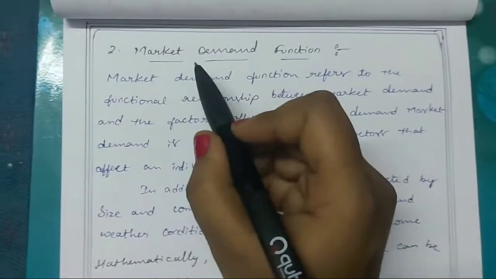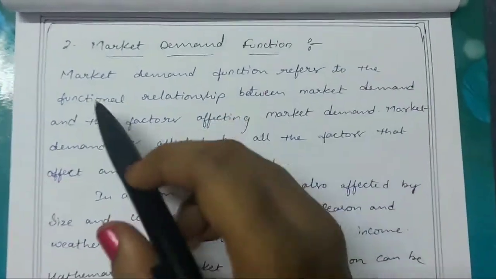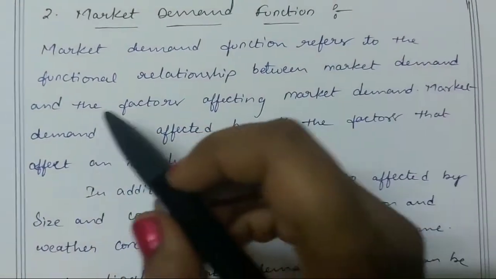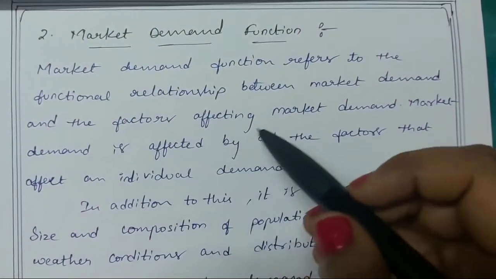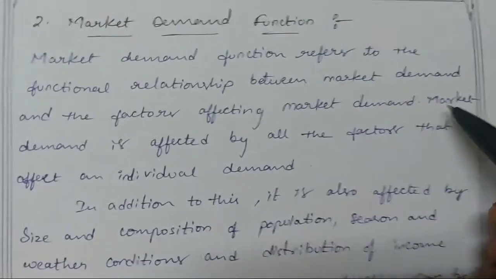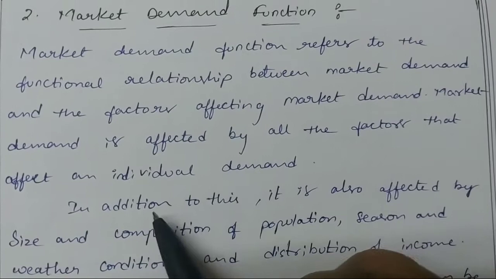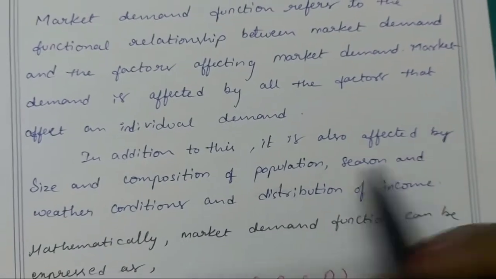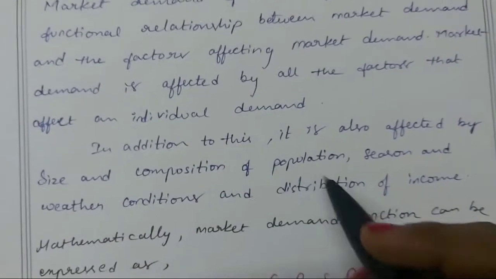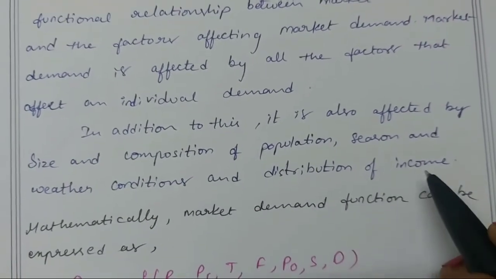Let me tell you about the concept of market demand function. Market demand function refers to the functional relationship between market demand and the factors affecting market demand. Market demand is affected by all the factors that affect an individual demand. In addition to this, it is also affected by size and composition of population, season, weather conditions, and distribution of income.